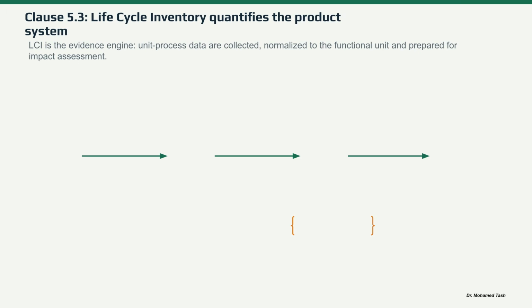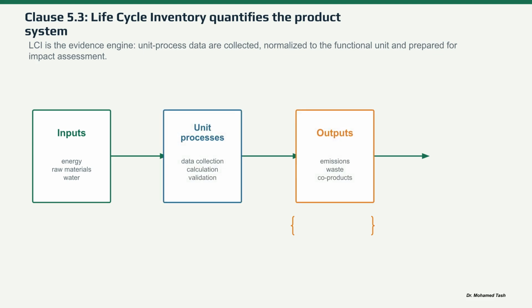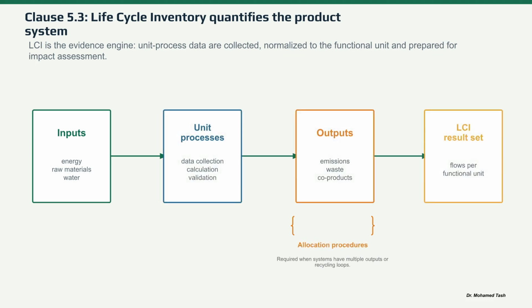Clause 5.3 covers the lifecycle inventory, or LCI. This is the evidence engine where inputs, such as energy and raw materials, and outputs, like emissions and co-products, are collected and quantified relative to the functional unit.